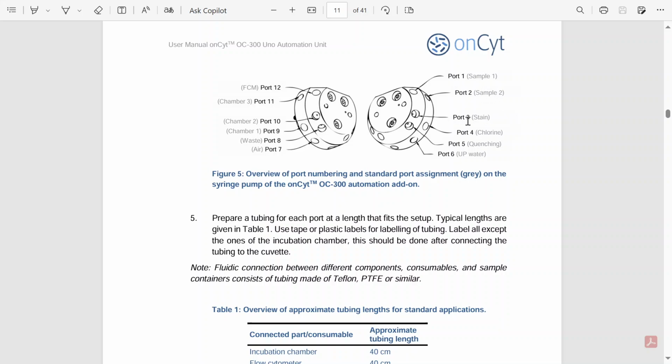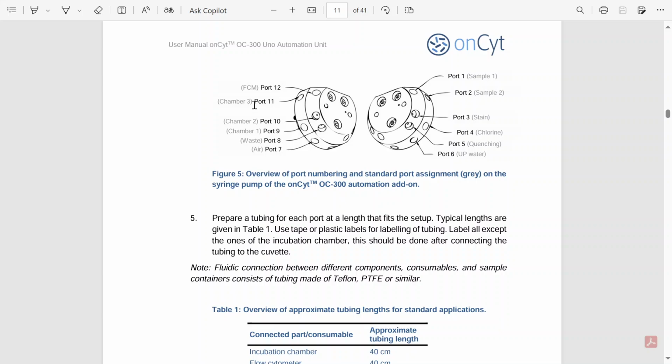So it means they will have one, for example, SYBR Green or SYBR Green with PI, and two samples. And the others, like chlorine, quenching, or pure water, are fixed. You cannot change them. The air to mix the solution is fixed, FCM is fixed. So it means there will be one, two, three more ports that you can use for different purposes.